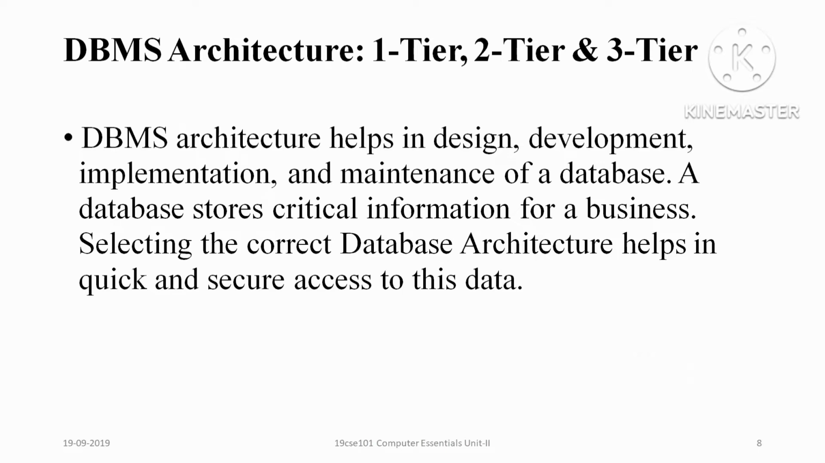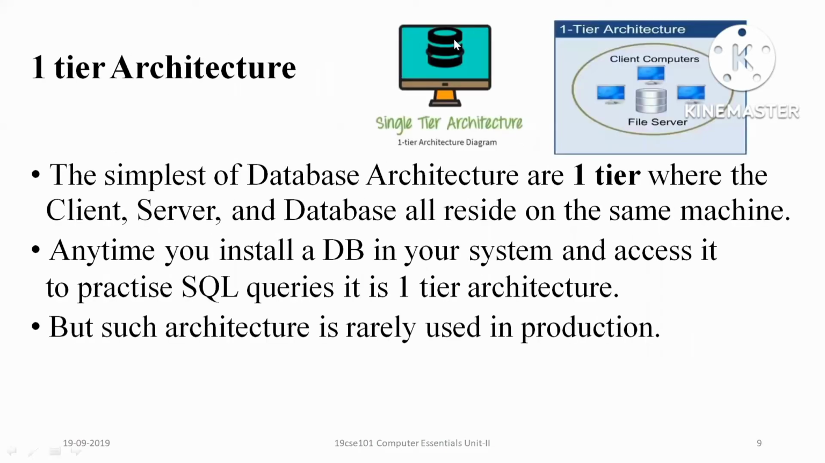Now let's talk about its types. There are three types of DBMS architecture: one tier architecture, two tier architecture, and three tier architecture. Now let's talk about one tier architecture. What is meant by one tier architecture? One tier architecture is also known as single tier architecture, and we can say it has one layer. Two tier architecture has two layers. Three tier architecture has three layers.